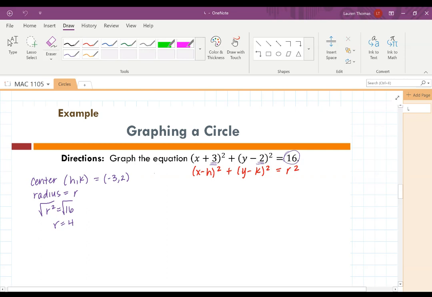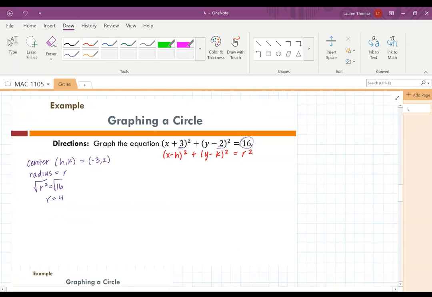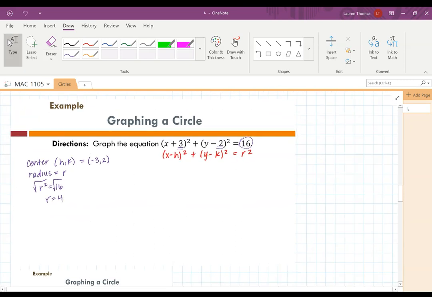So now we have all the information that we need in order to graph our circle. We have the center and the radius. So what I'm going to do, see if I can make this a little smaller for us, I'm going to go ahead and draw my coordinate system. I'm going to plot my center first. So they told me my center is at negative 3, 2. So that means I'm going to go to the left 3, and I'm going to go up 2. I'm going to go ahead and plot my center.